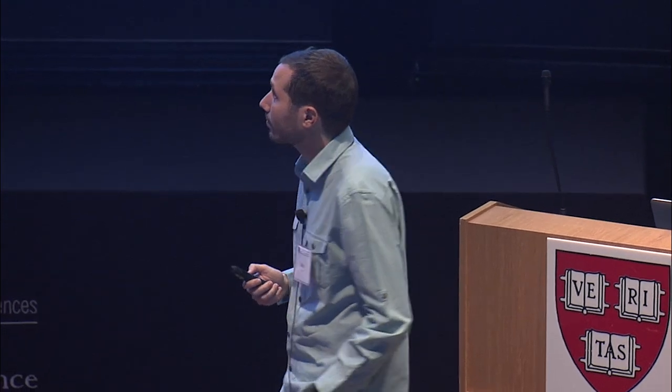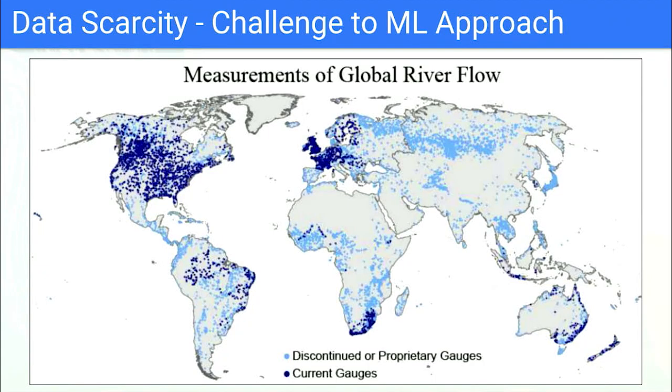But as we were working on this, we realized that there is a problem that disturbs us much more than the inadequacy of existing models. And that is the problem with data. So obviously, once we want to move towards machine learning models, or in general, data-driven models, we need a lot of data to be able to make that happen.